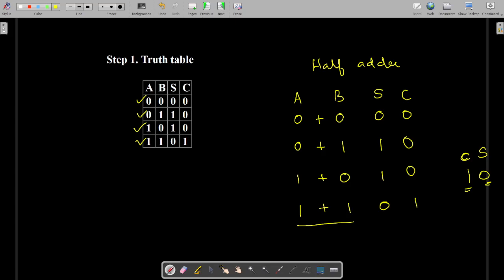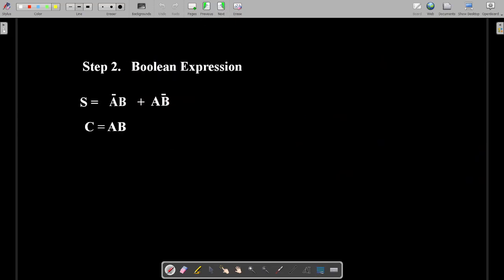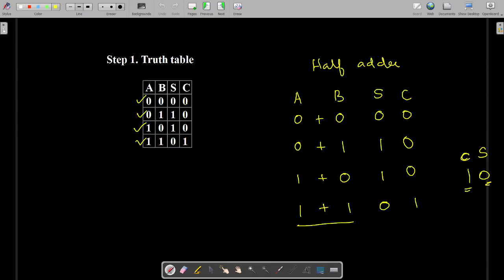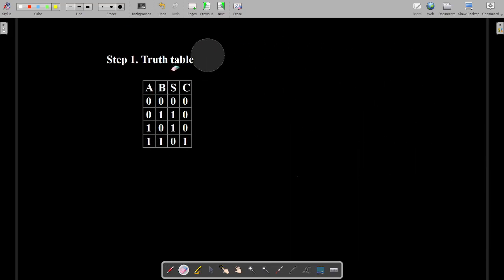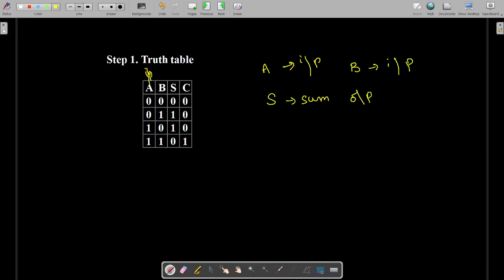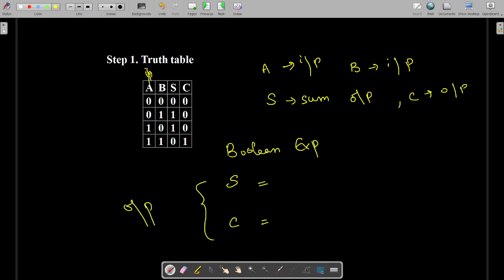Okay. So once you have the truth table, the second step is to write the Boolean expression. But how to write this Boolean expression? For that we need the help of this truth table again. So for that, actually, we know that we have two inputs: A is an input, and B is also an input, and S, which is the sum, is an output, and this carry is also an output. Okay, so to form this Boolean expression, we have to write the expression for the outputs only. For the outputs only, we are going to write the Boolean expression.